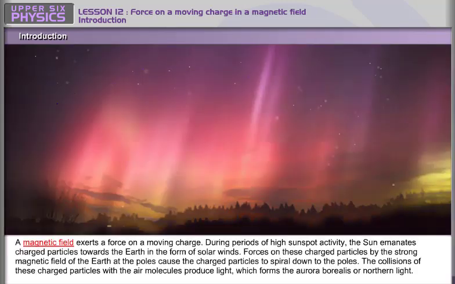A magnetic field exerts a force on a moving charge. During periods of high sunspot activity, the sun emanates charged particles towards the Earth in the form of solar winds. Forces on these charged particles by the strong magnetic field of the Earth at the poles cause the charged particles to spiral down to the poles. The collisions of these charged particles with the air molecules produce light, which forms the aurora borealis, or northern lights.